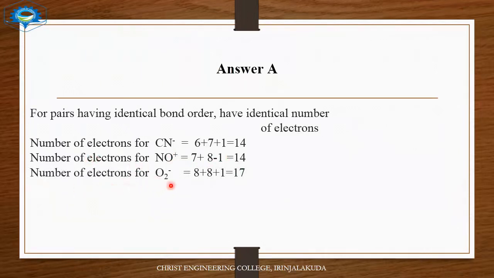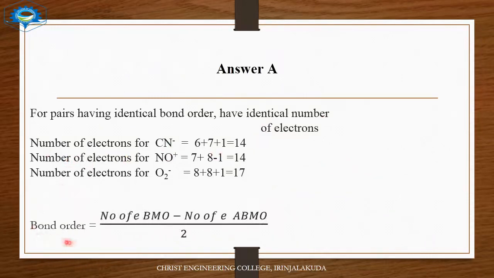So total 14 electrons. The number of electrons for O2 minus is equal to, here we have 2 oxygen and a negative charge, so 8 plus 8 plus 1 for the negative charge, which is equal to 17. From this result, it is understood that CN minus and NO plus have the identical bond order because they have the identical number of electrons. So the answer is clear. Beyond that, we have an equation to calculate bond order.